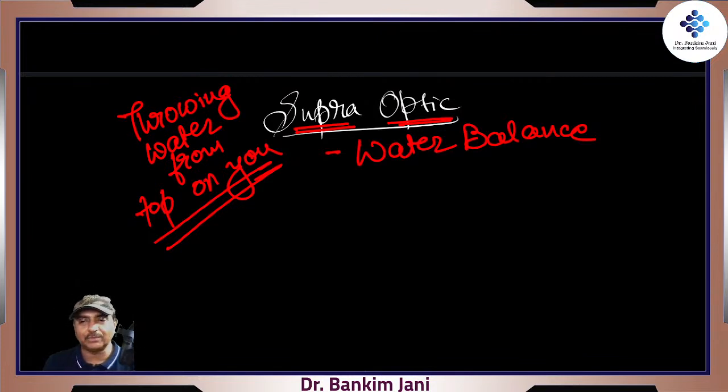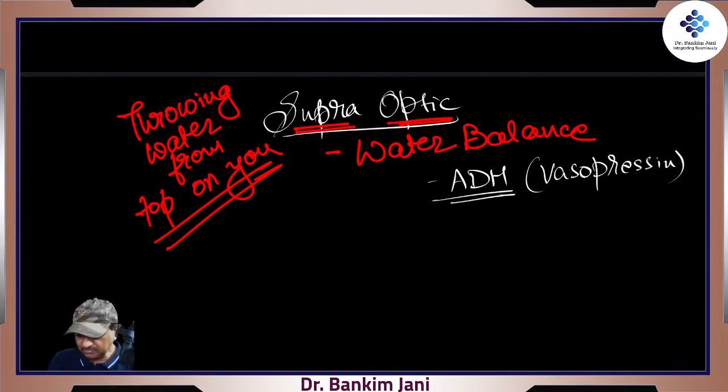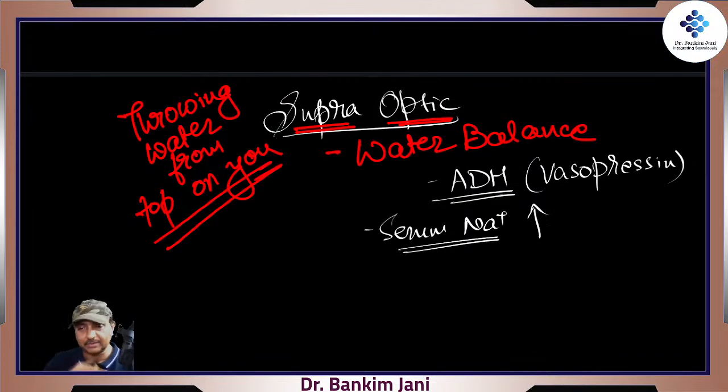Water balance. How is the water balanced? Water is balanced by antidiuretic hormone, right? This is also called vasopressin. So what will vasopressin do? Vasopressin will say that if there is a lot of serum sodium, not potassium, serum sodium, throw it out, right? So it will tell, throw it out.